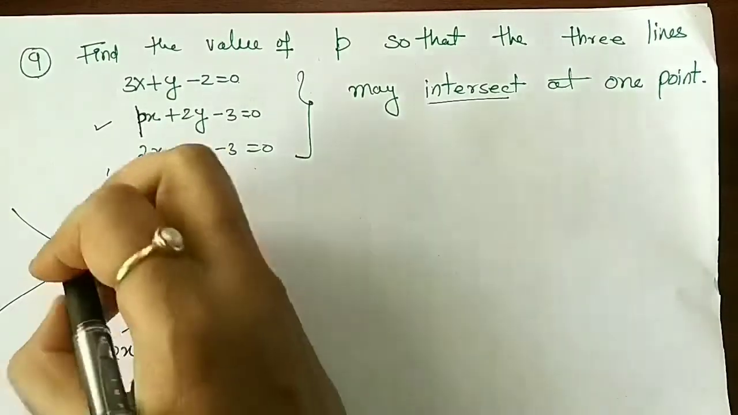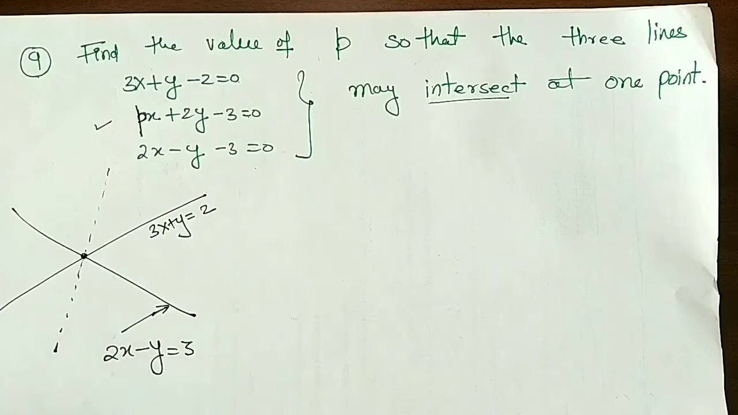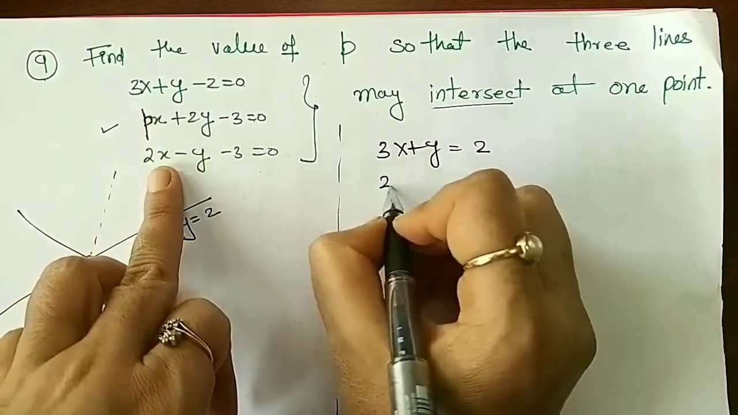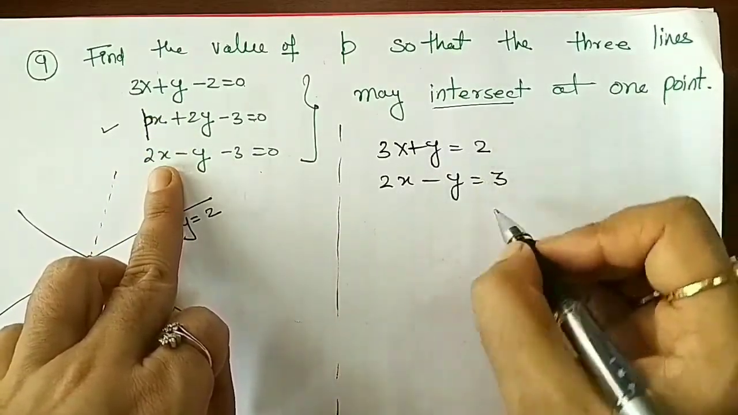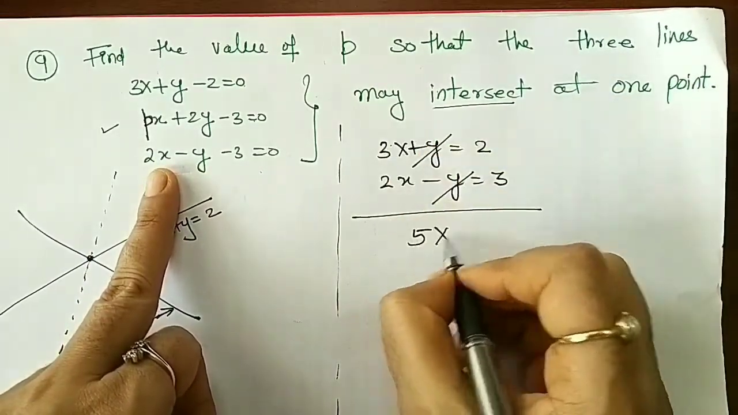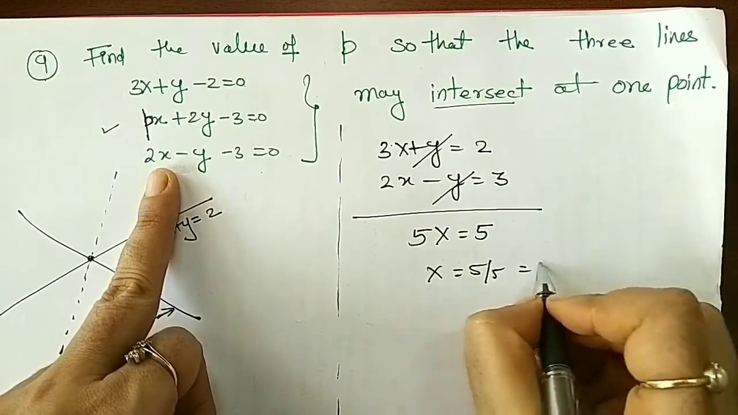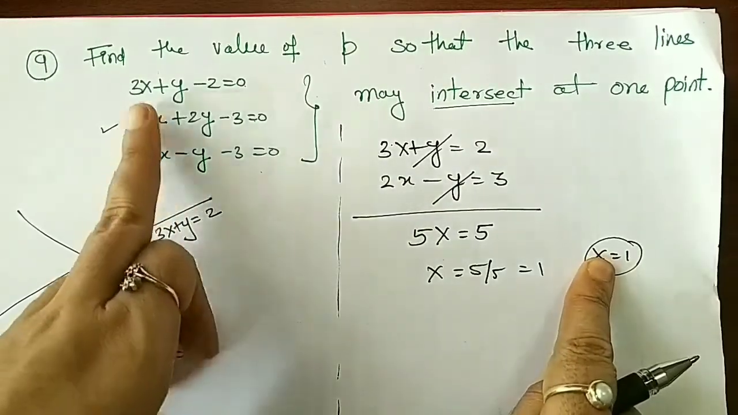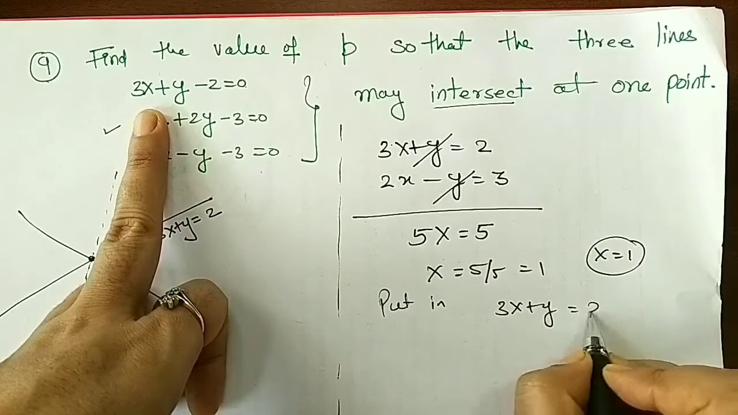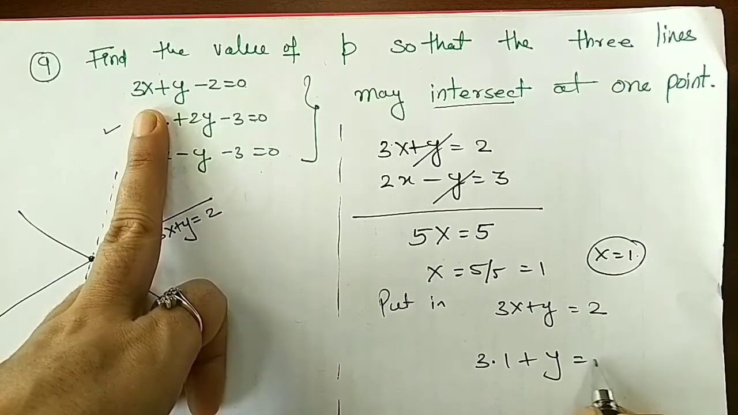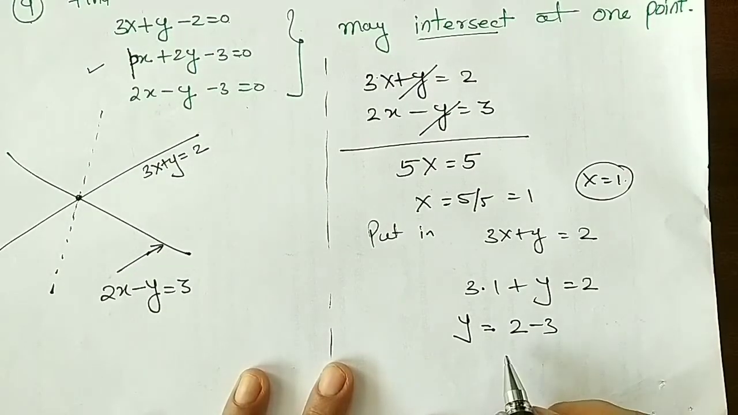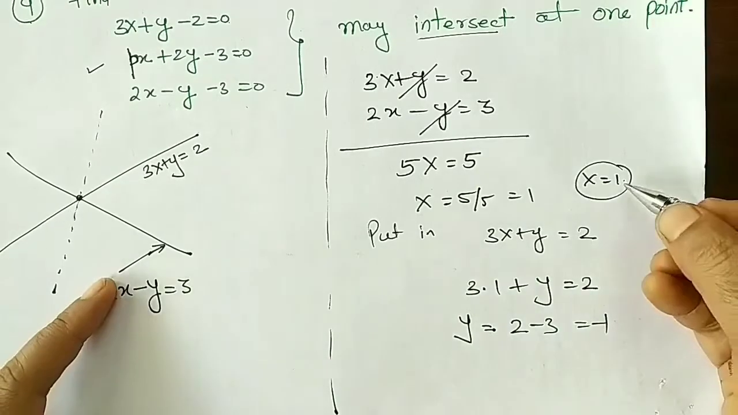We know if 2 lines are given, the point of intersection is found by just solving them algebraically. So let me write 3x plus y is 2 and 2x minus y is 3. In order to solve it algebraically, can I add them? Because I can see y can cancel. So 5x is 5, which means x is 5 by 5, which is 1. This 1 I can put in any one equation. So let me put it in 3x plus y is 2. So 3 into 1 plus y is 2, so y is equal to 2 minus 3, which is minus 1.